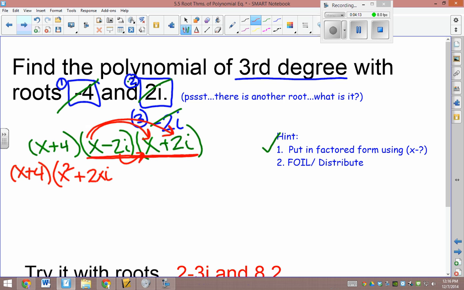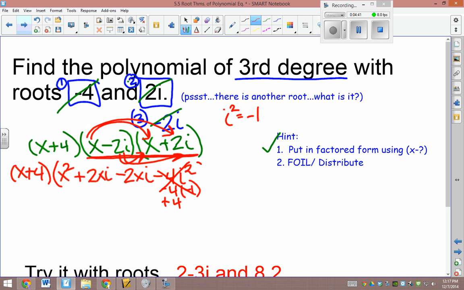Inner times inner, that's going to be minus 2xi. And then last times last, we have a positive 2 times a negative 2. That's going to be a negative 4. And then we have i times i, which is i squared. If you think back to our lesson on imaginary numbers, we learned that i squared is equal to negative 1. So anytime you come up with that, like we did here, that's going to change the sign on that coefficient. So that will actually turn to positive 4.